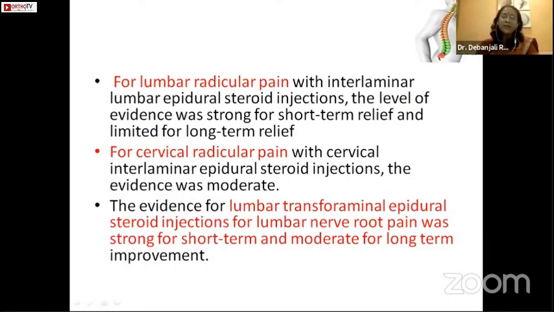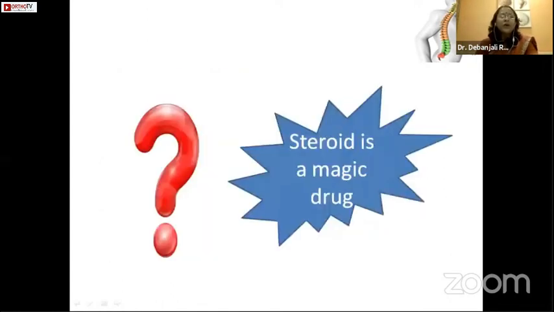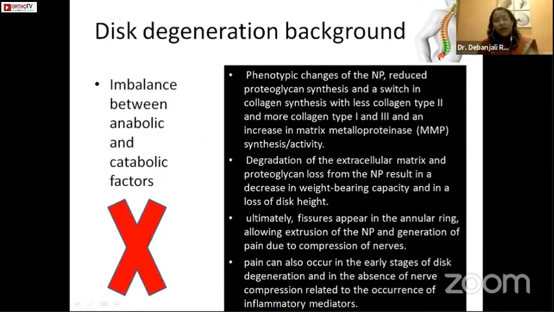So there is always confusion about how frequently we should give the steroid injection. Why, for such a long period, do we always discuss giving steroid? Is it a magic drug? To answer this question, we have to go to the background of degenerative disc disorder.